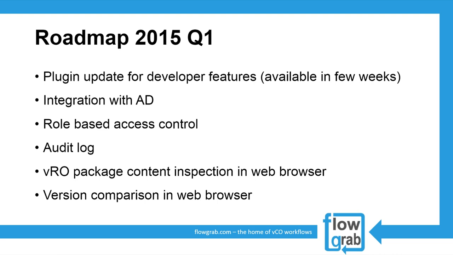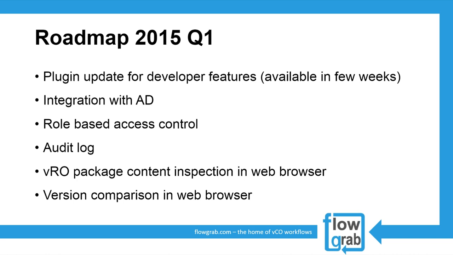In a few weeks, there will be a plugin update available, which allows you to do those commits and pushes directly from VRO using the same workflow that I just demonstrated. Currently, it allows you to do the download only, but in a few weeks, it will allow you to do uploads as well. In Q1 this year, there will also be integration with Active Directory available for the enterprises.